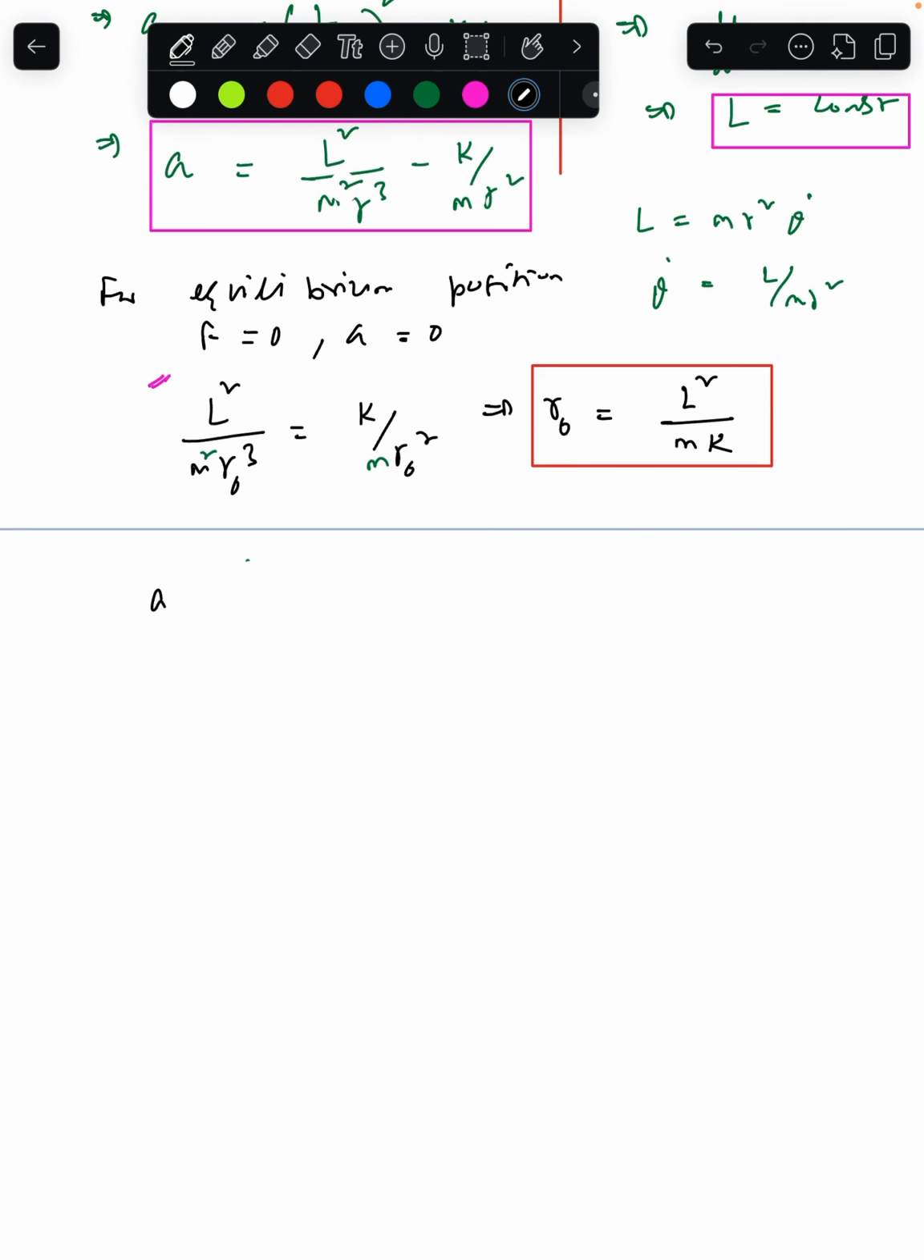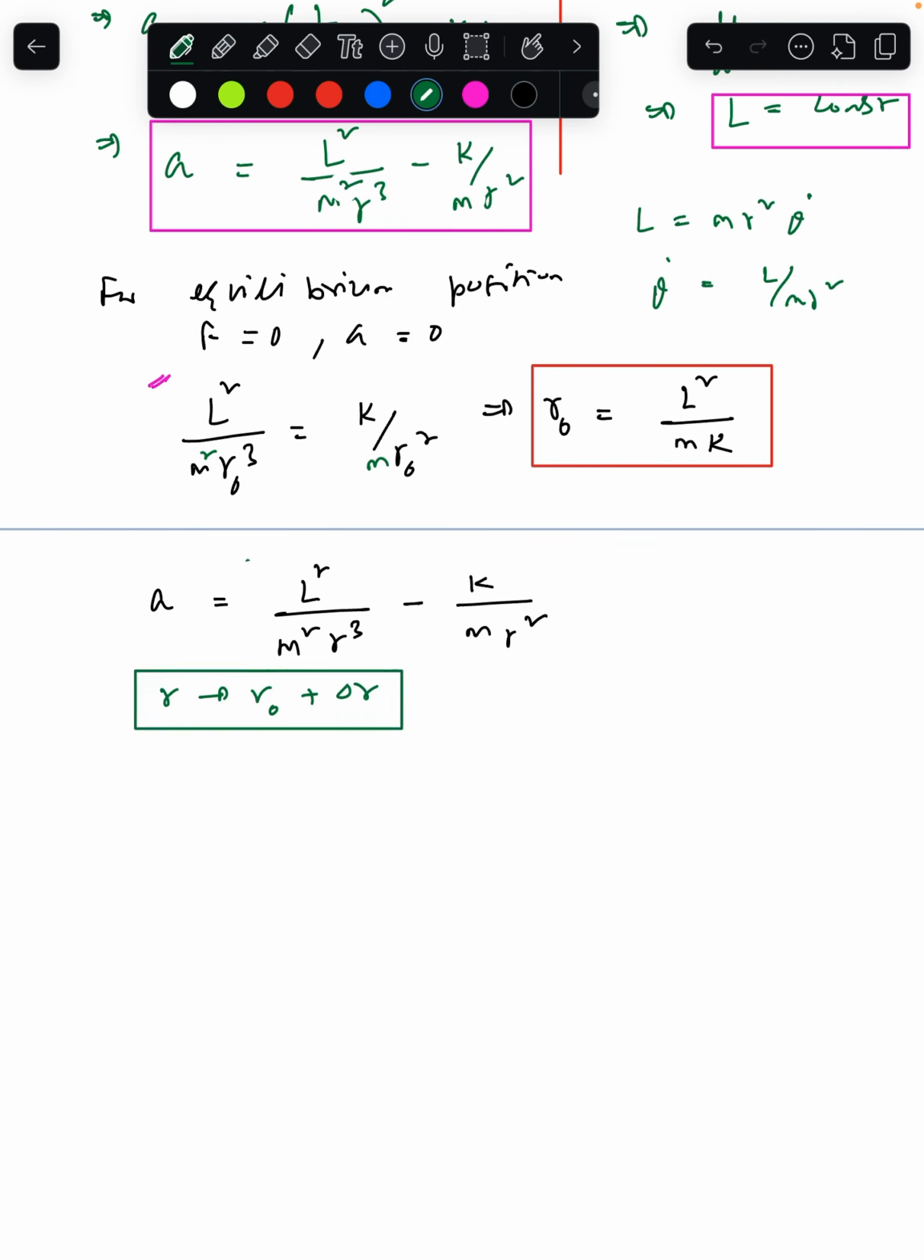So how much a is equal to we got? A is equal to L square by m square r cube minus k by m r square. We are going to disturb the particle from r to r naught plus delta r. Perturbed, a small disturbance is given from the equilibrium position. So now the acceleration term is going to look like L square by m square (r naught plus delta r) whole cube minus k by m (r naught plus delta r) whole square.